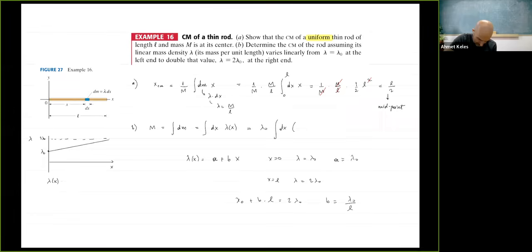Lambda of x is equal to lambda 0 times 1 plus x over L. So let's check that. If I put x equal to 0, I have lambda 0. If I put x equal to L, I have 2 lambda 0. That checks. And this is 1 plus x over L. Let's clear this part.